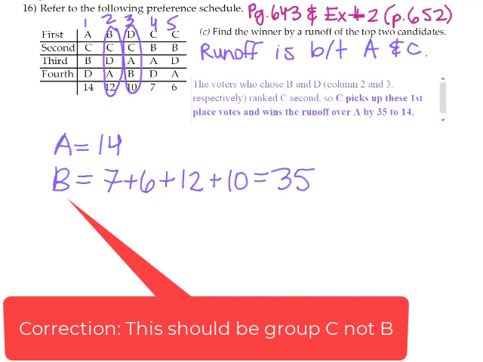Just to clarify, we said that the runoff is between A and C because they're the top two candidates, with A having 14 votes and C having a total of 13 votes. We look at the groups that did not vote for A or C for first place. The voters who chose B and D in columns 2 and 3 ranked C second. So C will pick up these first place votes. Oh, that's incorrect. That's supposed to be a C.